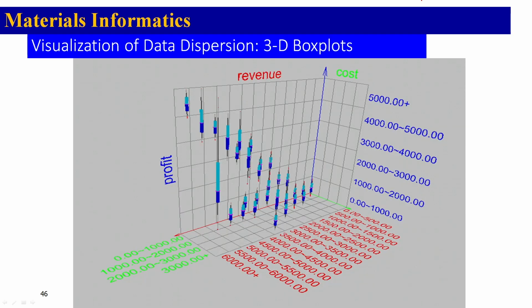Now, visualization of these things is possible in 2D or 3D, like here reporting profit, revenue, cost, right. You can see here these are the boxes, median is here, upper quartile, lower quartile, Q1, Q3, and minimum and maximum. That is the way this kind of data can be visualized and understood.